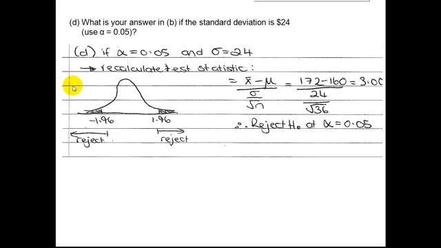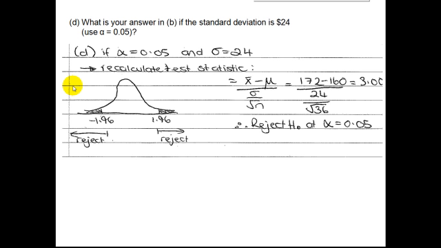One last thing to have a look at is part D. Part D says, what is your answer in B if the standard deviation is $24? And in fact, I think my slide's wrong, it should have said, what is your answer in A if the standard deviation is $24? So we basically want to go back and redo the question, still with an alpha of 5%, so our decision diagram is not going to change. We just want to change our population standard deviation sigma to $24.